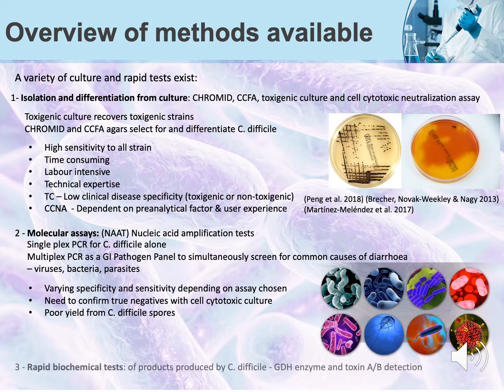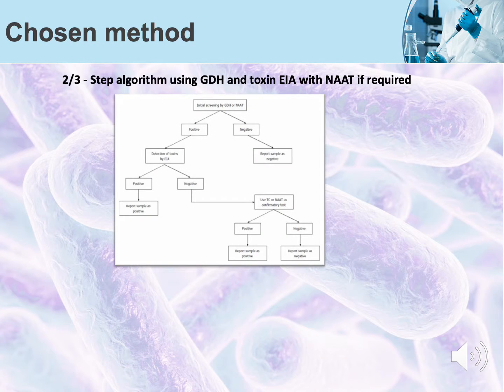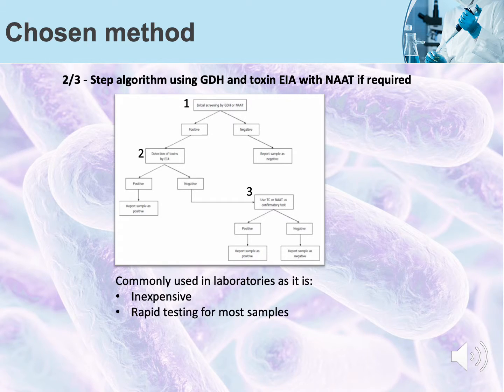Today, almost all cases are identified by direct testing of the sample using non-culture methods in rapid biochemical tests. For our patient, this 2 to 3 step algorithm was chosen. Detection of GDH was used to initially screen the stool sample for the presence of Clostridium difficile. Positive samples are then further screened for toxigenic strains in an enzyme immunoassay. A positive result for GDH and toxins can be reported, or negative for a toxin may be confirmed using PCR methods. This method was chosen as it is cheaper and faster than culturing, and has a high sensitivity and specificity.